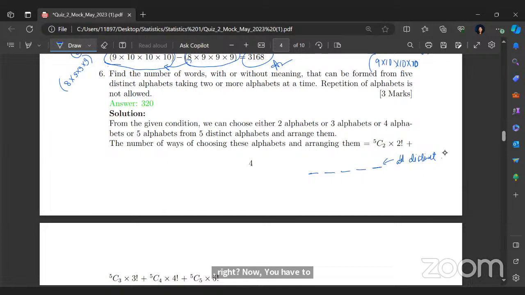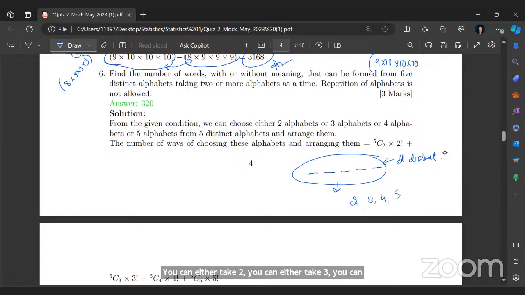Now, you have to take at least 2. So out of these 5, you have to take at least 2 at a time. So you can take either 2, you can take 3, you can take 4, or you can take all the 5. That is not an issue. So there are 4 possibilities.